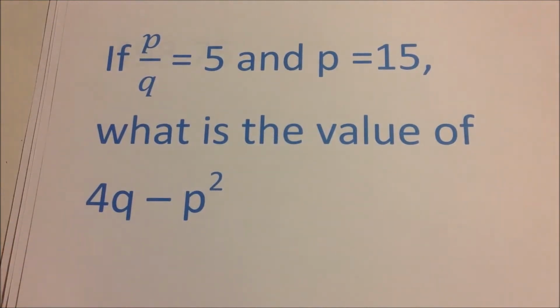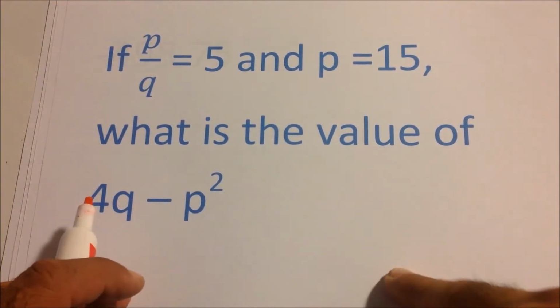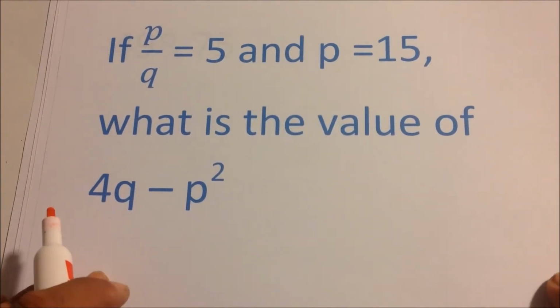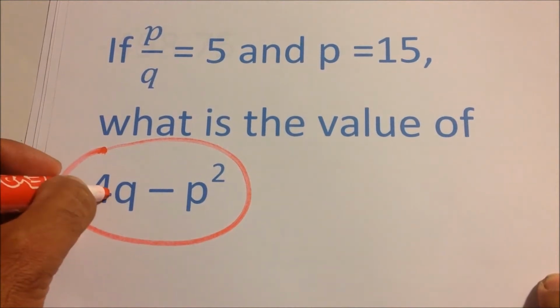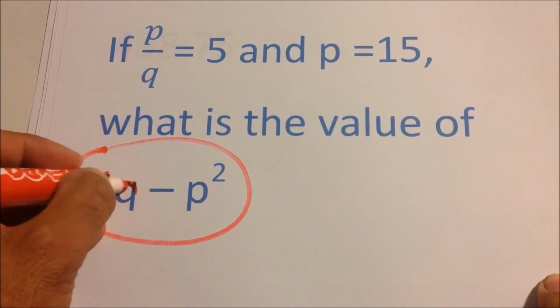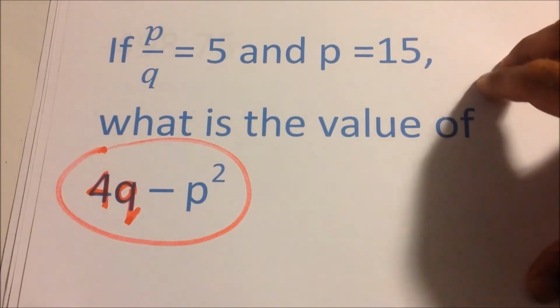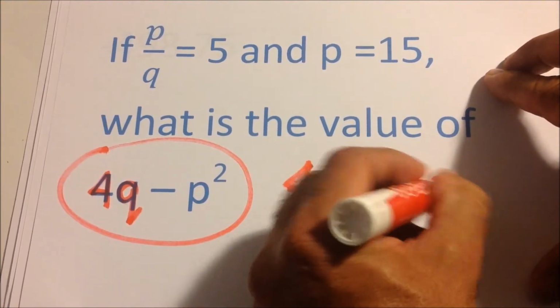If P over Q equals 5, so we have a fraction here, and we don't know what the numbers are, we have these variables. If P over Q equals 5 and P equals 15, what is the value of 4 times Q minus P squared? Remember, anytime you have a coefficient, which is the number next to the variable, it's multiplication. So we already know that P is 15, right? So we can say 4Q minus 15 squared.